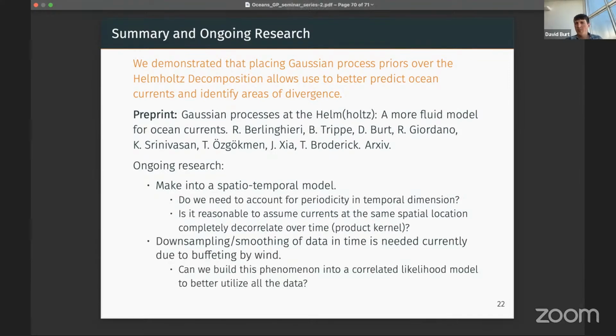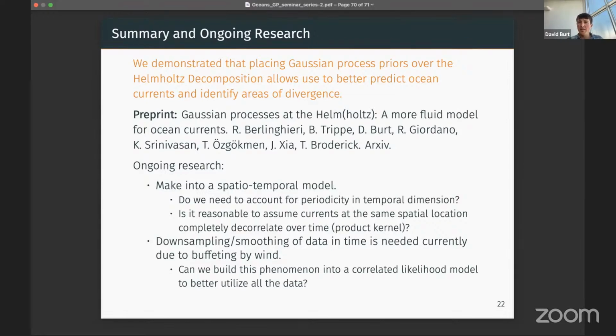Another interesting point I didn't get into is that currently we basically need to either downsample the observations or smooth them in time. Because there's some buffeting from wind, which creates waves, you end up with spatially and temporally correlated movement over similar scales to what we're interested in modeling current as, but we're not really interested in this effect of wind.